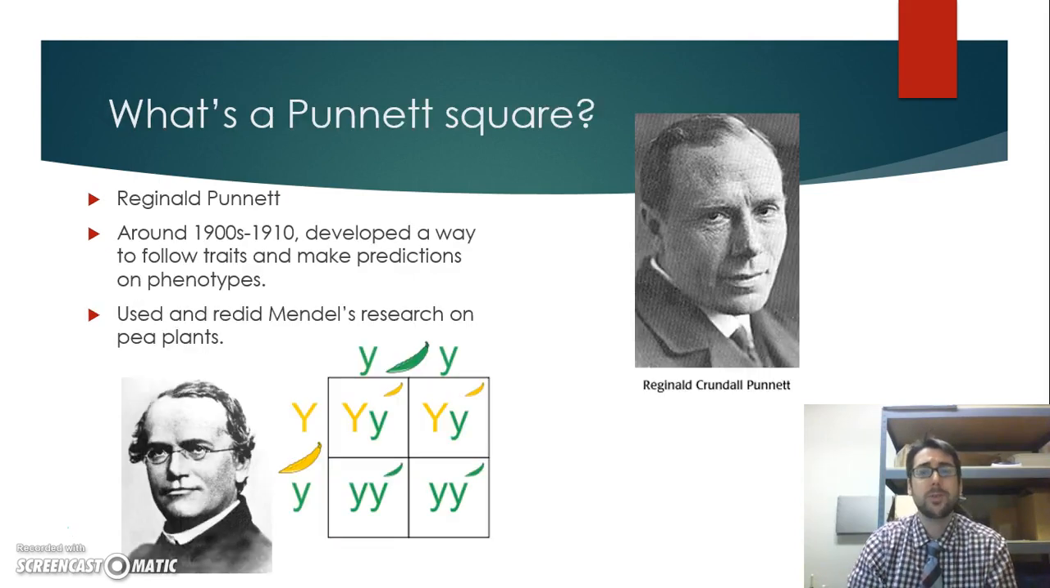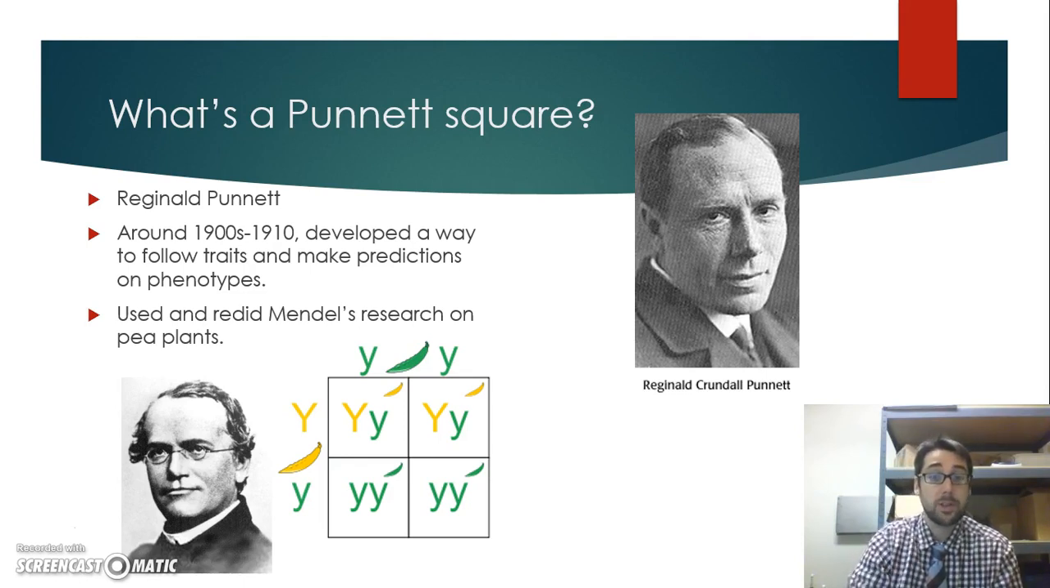So what is a Punnett square? Well, Reginald Punnett is the man that developed them back in the early 1900s, 1910, somewhere around there. He developed a way to follow traits and make predictions. And what's interesting is he actually looked at some of Mendel's research and kind of what Mendel was doing to have a more systematic approach. So we already know Gregor Mendel as the father of modern genetics and Mendelian genetics and how we follow these traits of dominant and recessive, which we'll get into.